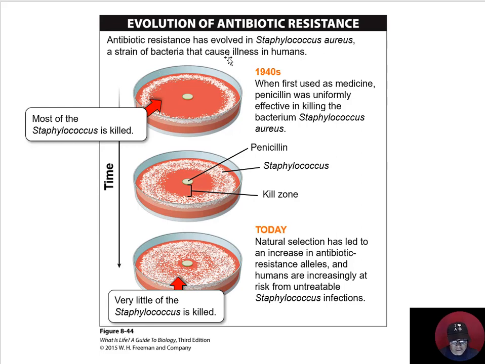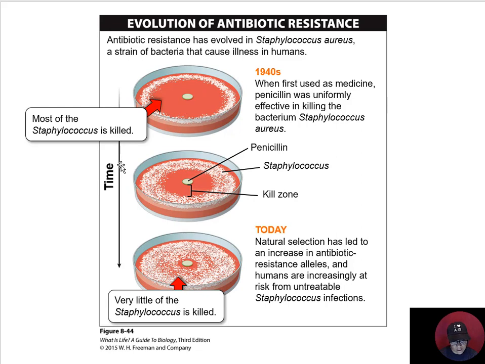This is a strain of bacteria that is known to cause illness in humans, and it is found in hospitals. It's found outside in the ambient environment as well. It's called staph, right? So in the 1940s, when penicillin was first discovered and used, it was uniformly effective in killing the bacterium Staph aureus. As we can see here, we've got this little disc of penicillin, the antibiotic, and it's on a petri dish filled with staph, and we can see we've got this kill zone, and we can see that it killed very well, right? That was in the 1940s.